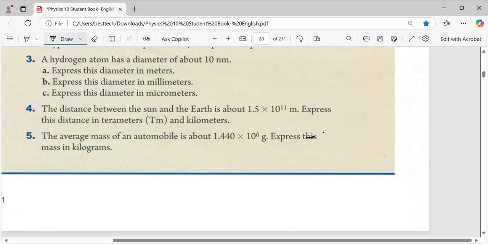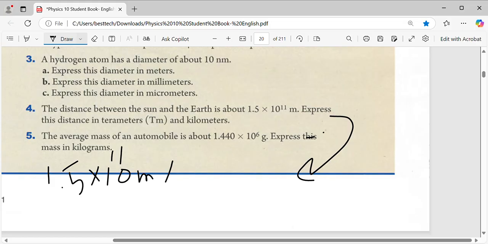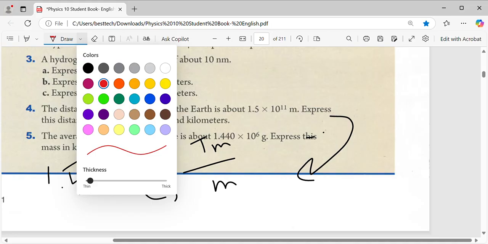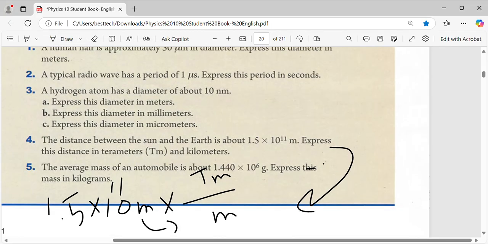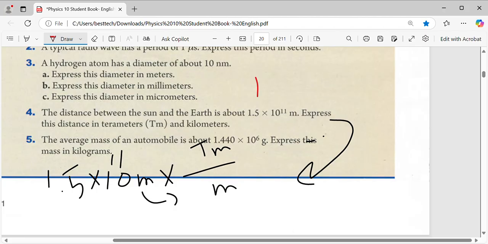Question 4, the answer. I'm going to write it in here. 1.5 times 10 power 11 meter. I would like to convert the meter to tetrameter. Make times and make a line. We copy the meter, because the question said make it tetrameter, so the tetra should be up. The relation between tetra and meter: 1 tetrameter is equal to 10 power 12 meter. We will just apply this rule.